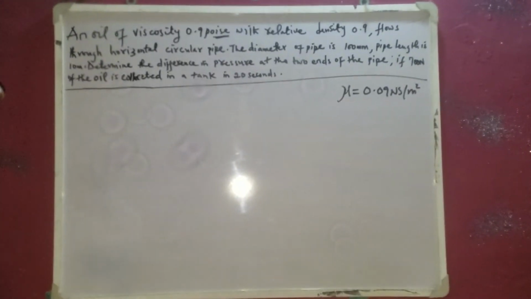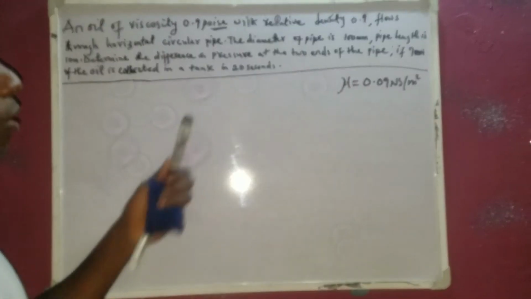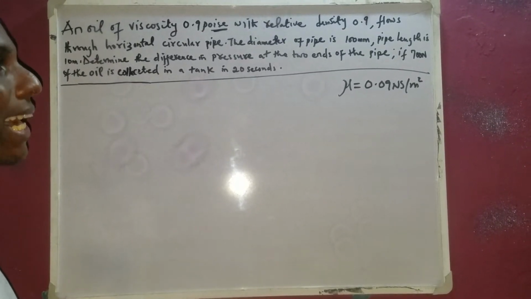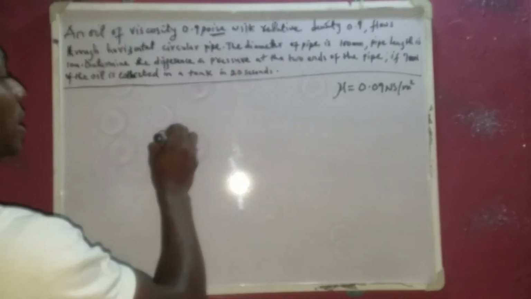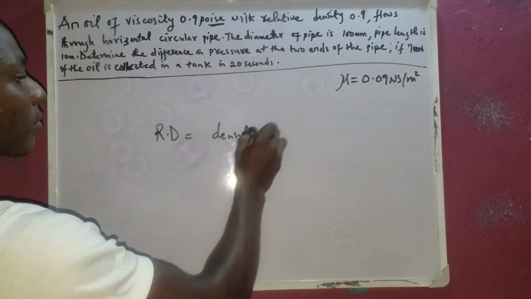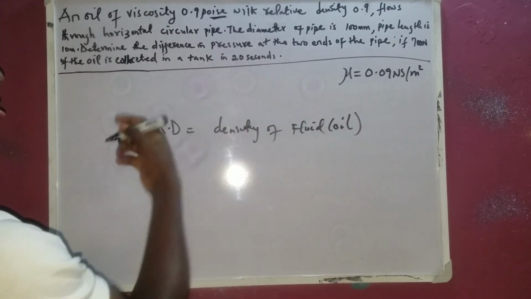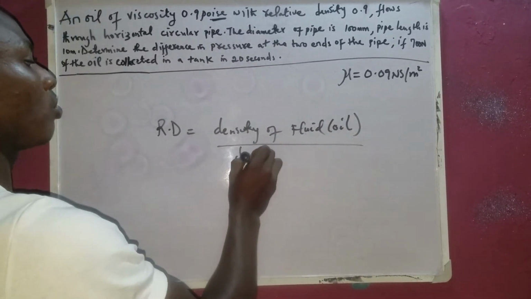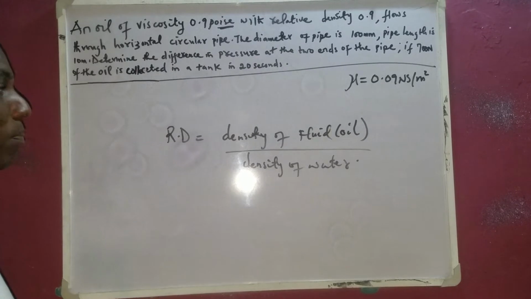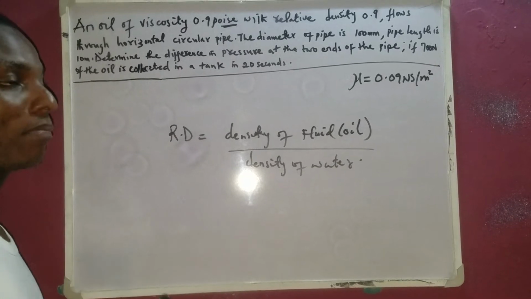The second parameter I have is relative density. Now, we are not given the density of the fluid, but we are given the relative density. And you know, from our elementary physics, there is a relationship between density and relative density. Of course, we know our relative density is equal to the density of the fluid, in this case oil, over the density of water. If we want to get the density of the fluid, we cross multiply. Of course, we know the density of water is 1000 kilogram per meter cube.